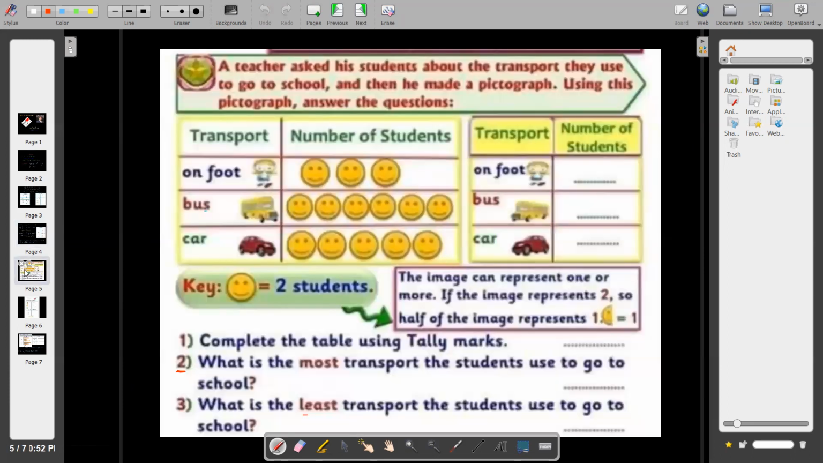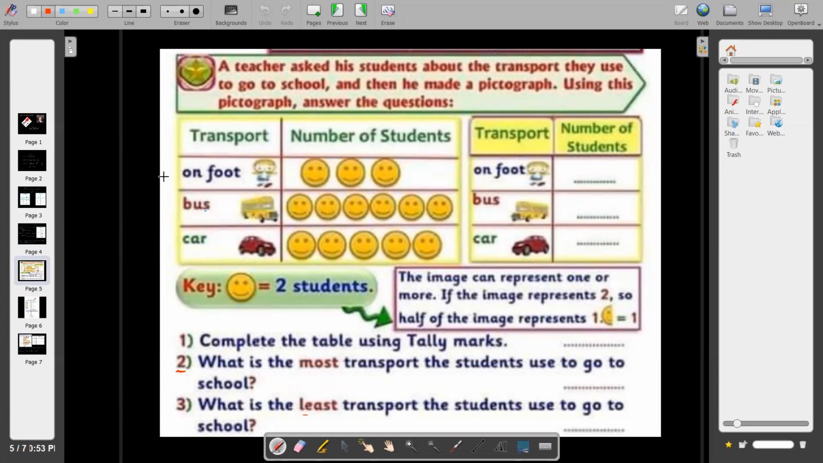Now we will move to another question. I will read the question and then answer it carefully. A teacher asked his students about the transport they use to go to school, and then he made a pictograph. Using this pictograph, answer the questions. This is the transport, and the number of students using it. We use pictures to express the number of children. This is called a pictograph.